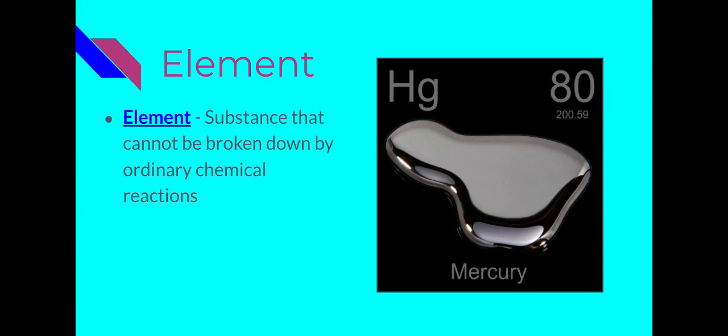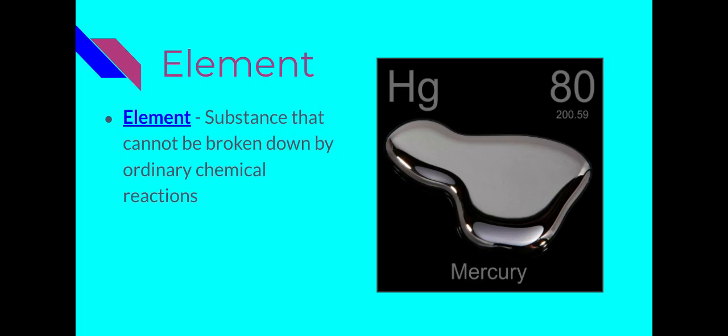This is a picture of mercury. Mercury is unique. It's actually liquid at room temperature. There's only two elements that are liquid at room temperature. That includes mercury and bromine. And bromine is a halogen that is a reddish-brown liquid that's very toxic. Mercury is toxic as well.